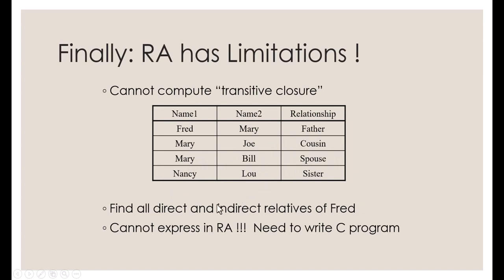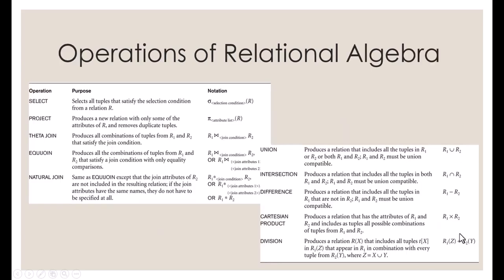These are different relationships, but using relational algebra, you cannot conclude that Bill is the son-in-law of Fred. We're not able to come to that kind of conclusion. So that's one limitation of RA.